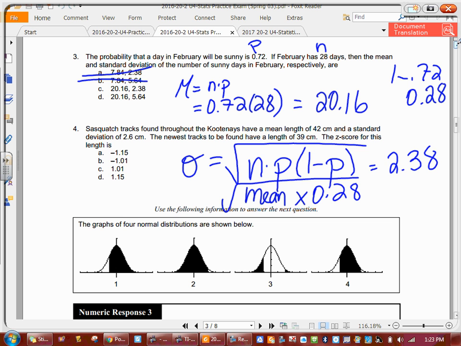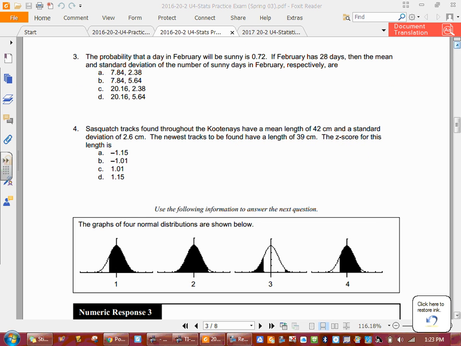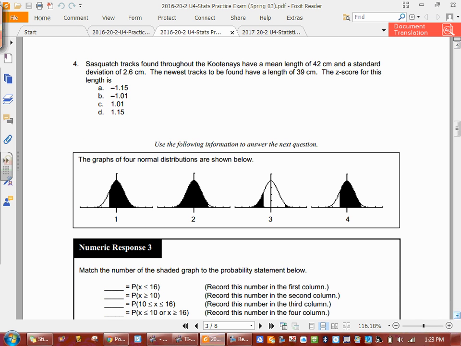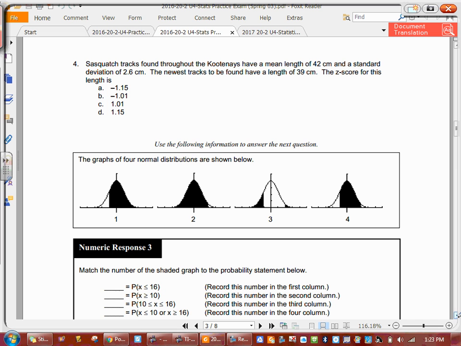Okay, number 4, we got Sasquatch. Sasquatch tracks have been found through the Kootenays and have a mean length of 42. It says a standard deviation of 2.6. So we got to label everything, mean, standard deviation. The new tracks have a length of this. What data is that? X. The X. It's the raw data value. So we want Z-score. So we're going right to our Z-score formula. So Z equals X, 39, minus the mean, 42, divided by 2.6. That's going to give us a negative Z-score, A.